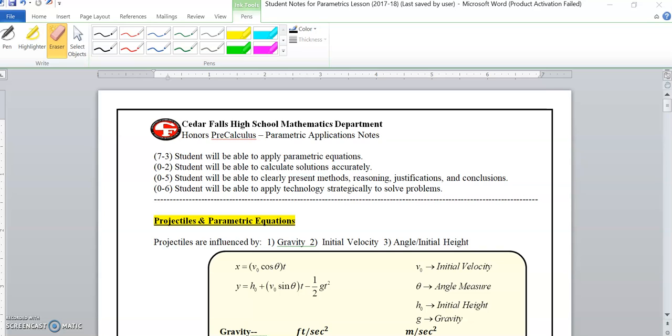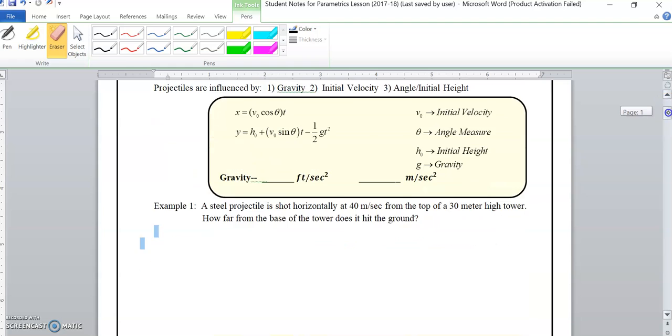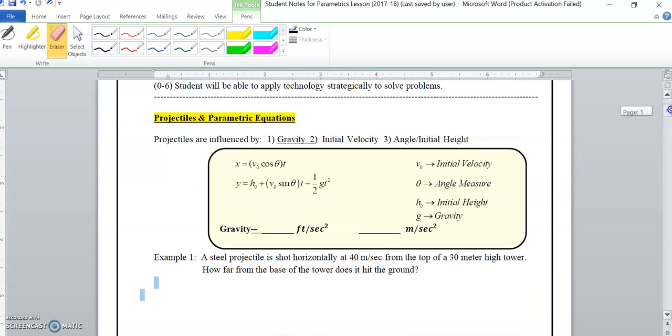We are on to section 3 here, and section 3 for this unit is the application of our parametrics. So let's get started and fill in a couple spots here.